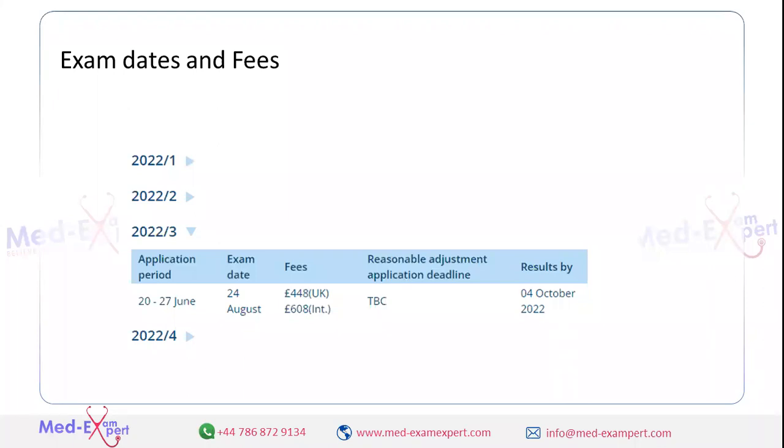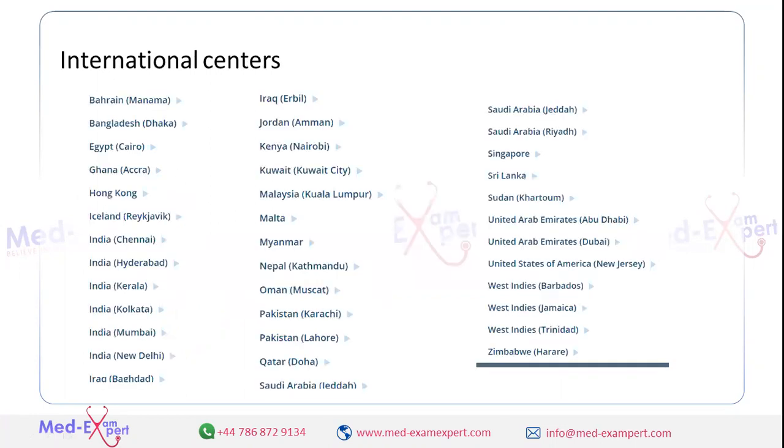If you are planning to write the exam in the upcoming session, that will be the 3rd session of 2022, and your application period is from 20 to 27 June. This is a window period where you need to apply for the part 1 exam, and the exam date is on 24th August. If you're an international graduate, you need to pay about £608, and results usually come 3 to 4 weeks after you finish the exam. So this is the exam date and fees for those beginners who are planning to take the exam.